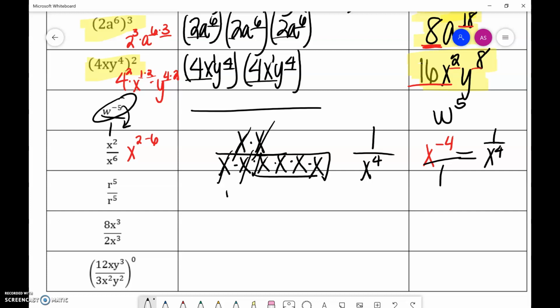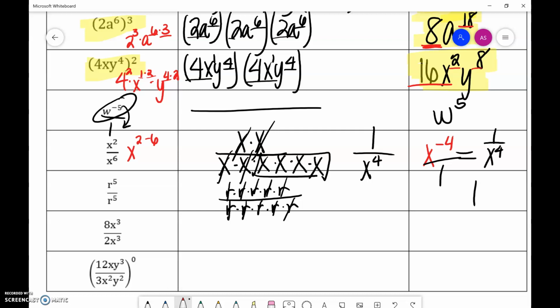All right, my next one, I have r to the fifth power divided by r to the fifth power. So I'm going to have r times r times r times r, and then the same thing at the bottom. And you'll notice something here too. This cancels out this. All these will cancel out. Anything divided by itself is 1. So my answer for this one is 1. A lot of people wanted to say 0, but this is division. If I was doing r minus r, then that would be 0. But I'm dividing r divided by r, so that's 1.